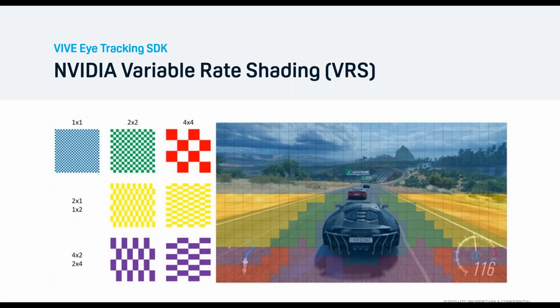In this example, the yellow regions are 2:1 and 1:2, half shading rate. And then the purple regions are 2:4 or 4:2.